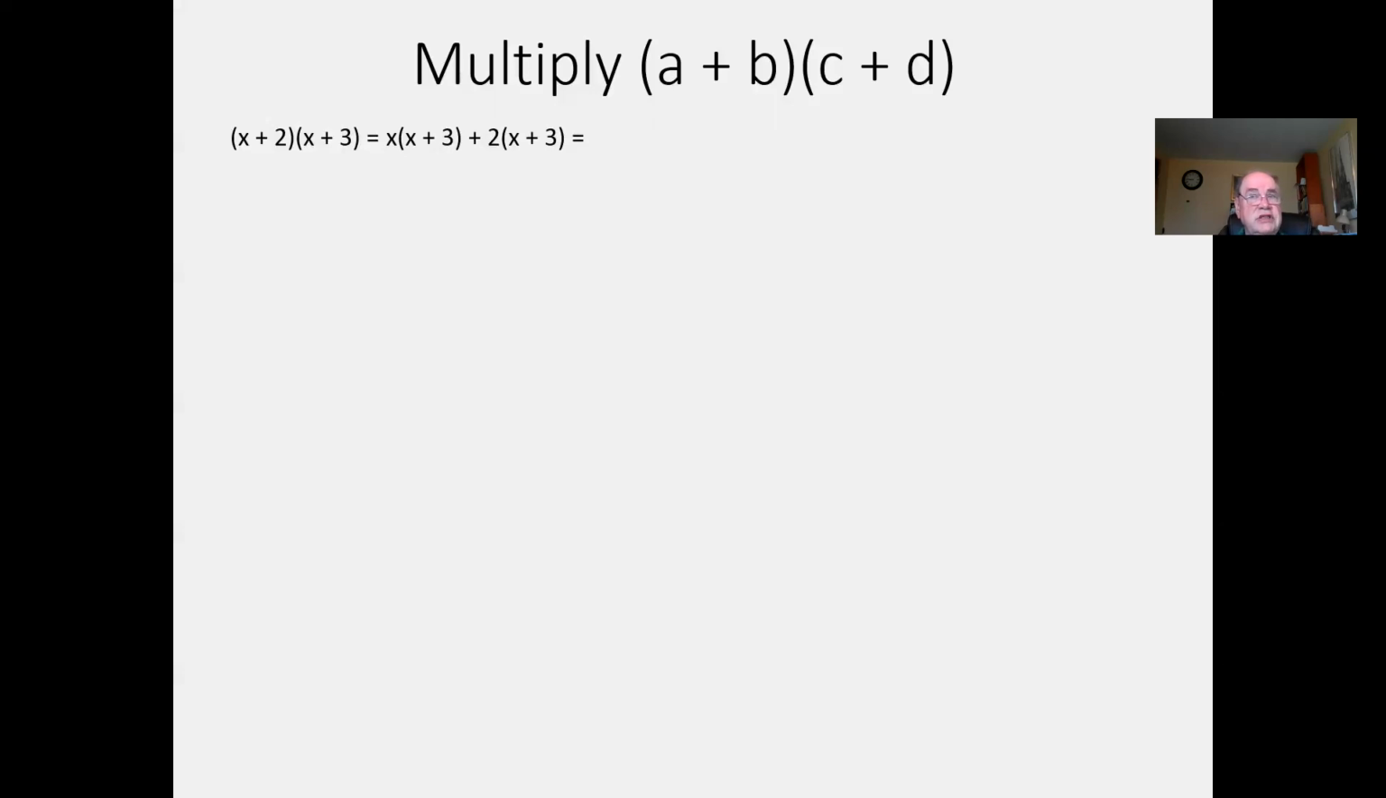And then we have 2 little distributive problems to finish with. The x would go through, x times x plus 3, and then the 2 would go through to get 2x plus 6. And we can collect like terms if there are such, and there are. There's a 3x and a 2x. And so we get our answer, x squared plus 5x plus 6.